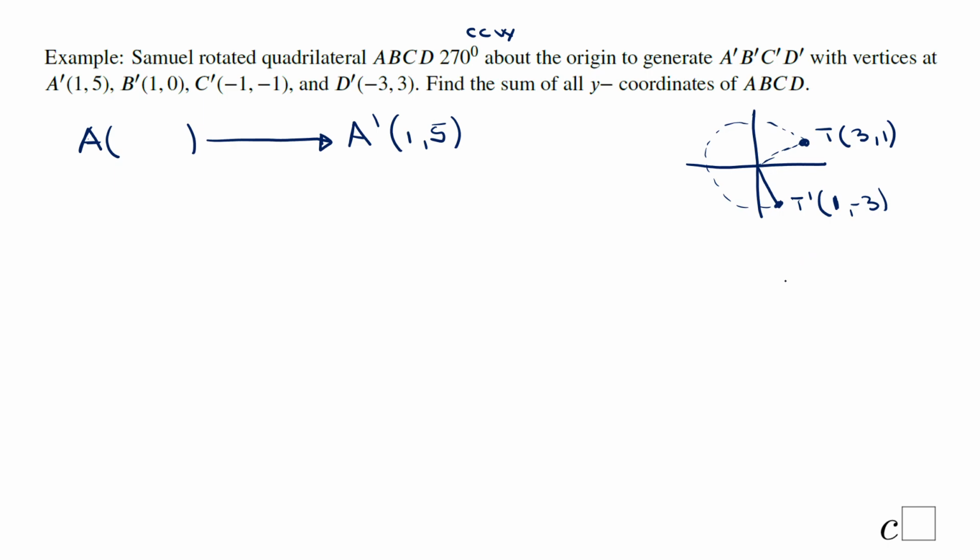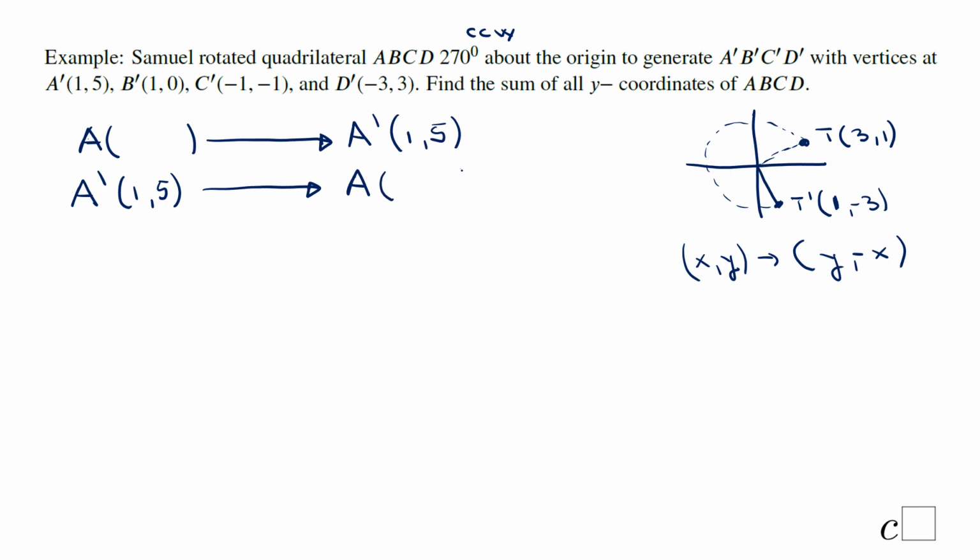So what is the rule in this case? X, Y becomes, we switch X and Y, and we change the sign for X. Okay, so now we know that should be the rule to go from A to A prime. But unfortunately, I need to go the other way from A prime to A, or fortunately, because I have A prime, B prime, C prime and D prime.